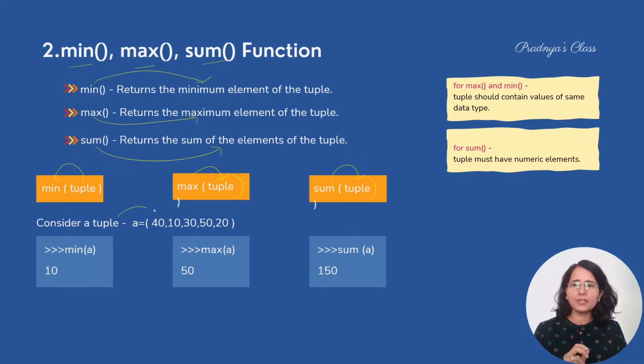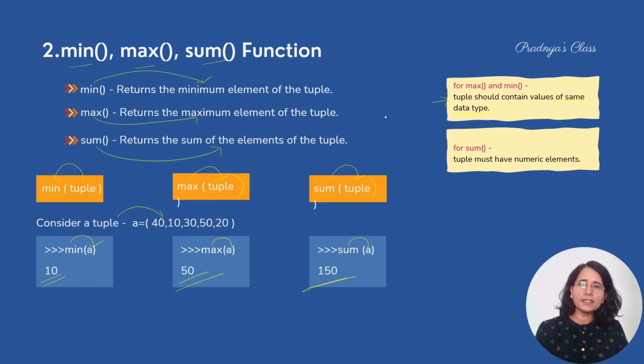So consider one tuple here. When we applied min on this tuple A, we got the minimum value. In case of max, we will get the maximum value, and by using sum we will get the sum of the elements. One thing we can note down here, when we are applying max and min function, the values should be of same data type.